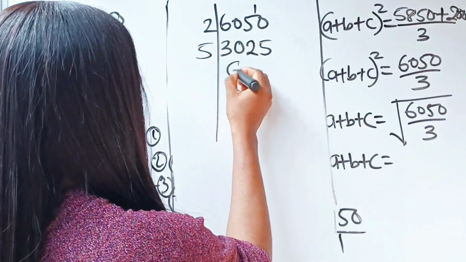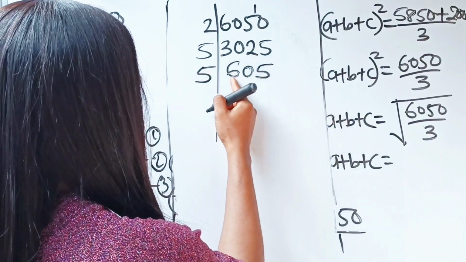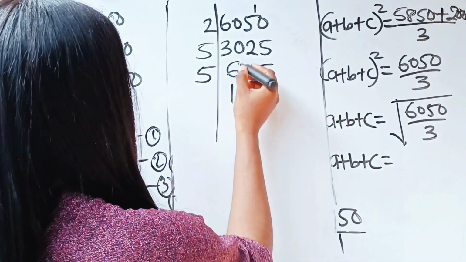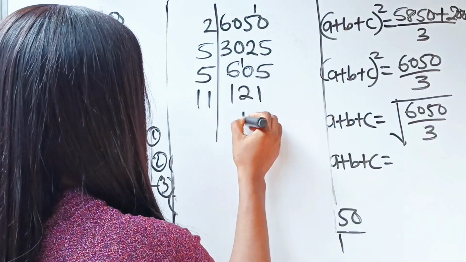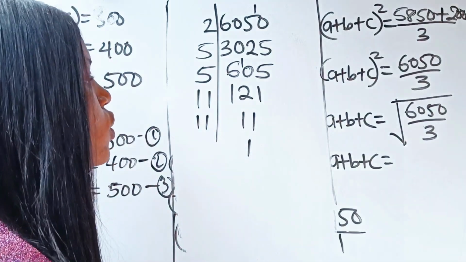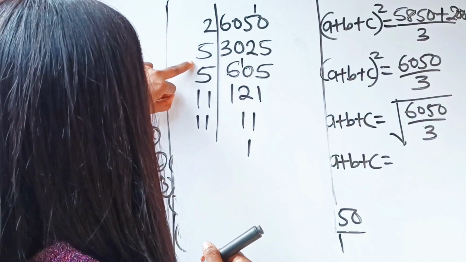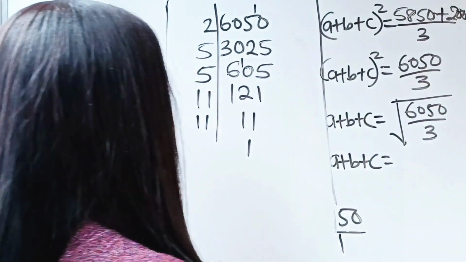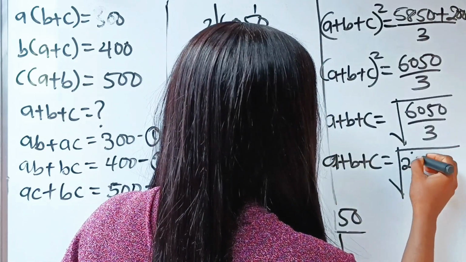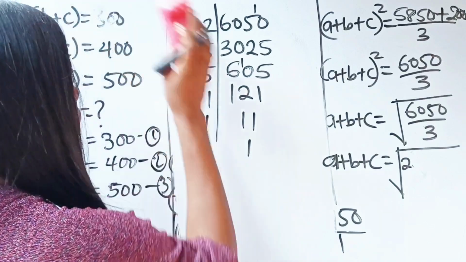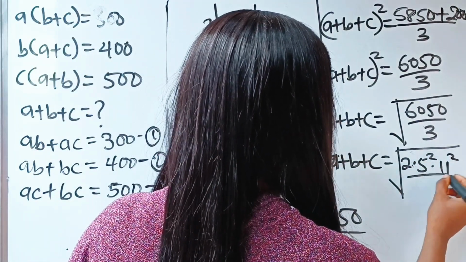Now when 5 divides 30, we have 6. Divide 2, we have 0. Divide 25, we have 5. 5 we go again. 5 we divide 6 to have 1, remainder 1. Divide 10 to give us 2. Divide 5 to give us 1. Now 11 we divide to give 11. 11 we divide to give 1. So that means that we can write 6050 as 2 multiplied by 5 squared multiplied by 11 squared, right? So we have this to be the square root of 2 multiplied by 5 squared multiplied by 11 squared divided by 3.